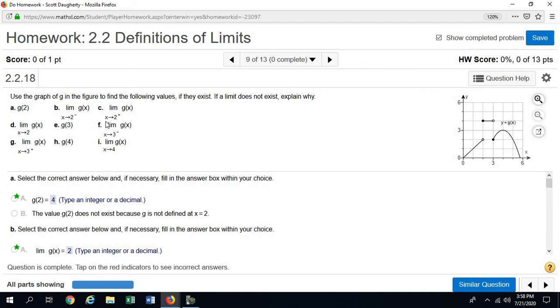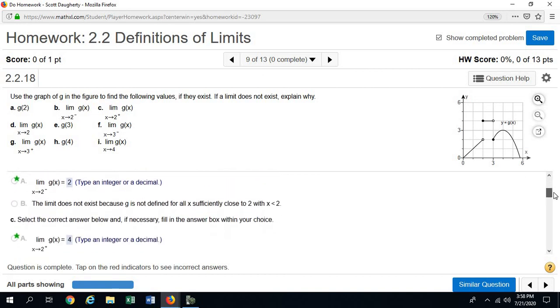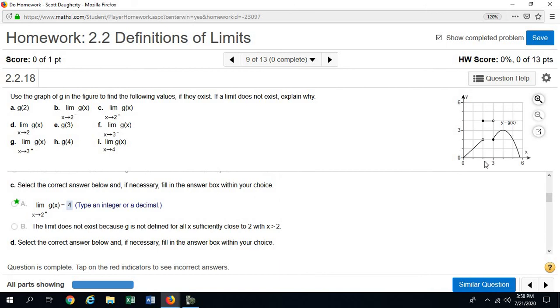Okay, part C, we're supposed to find the limit as x approaches 2 from the positive side of g of x. Okay, so from the positive side of 2, you'd be plugging in x values over here. Again, 2 is right here, and so we've got to plug in values over here. So let's say you plug in 2.9. The y value that comes out in this case would be 4.